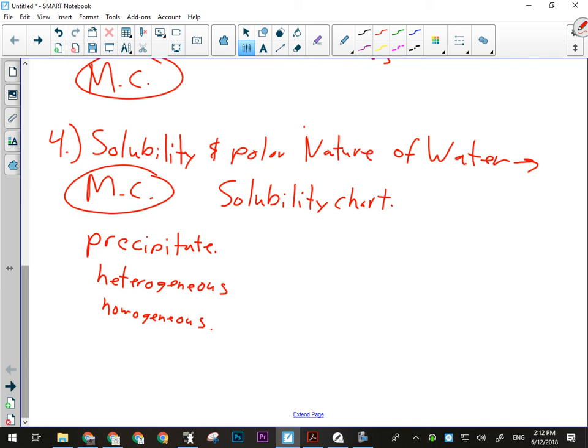And then the polar nature of water. What happens in a polar molecule? What makes a molecule polar?